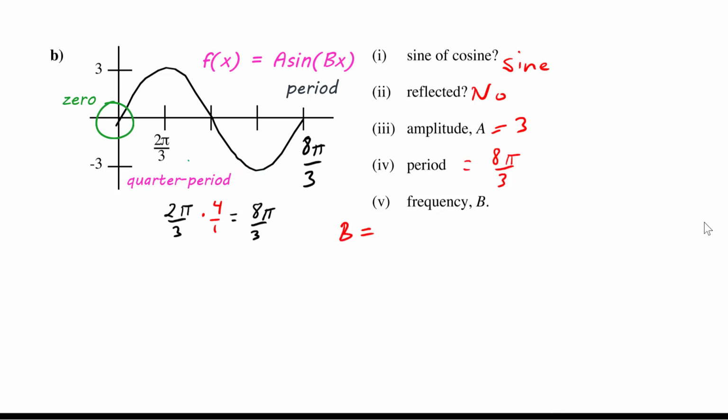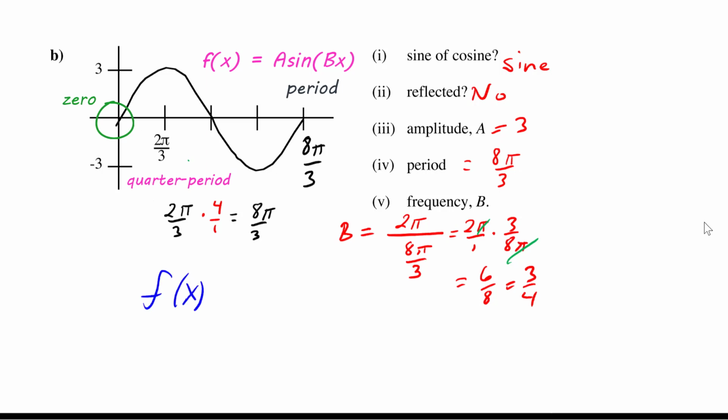So we use that value, 8 pi over 3, when we calculate the frequency. B equals 2 pi over 8 pi over 3. The pi's divide out. We get here 6 over 8, which is 3/4. Our function is f of x equals a, it's a 3, sine of b, 3/4, x. Don't forget the x. That's an easy one to forget.